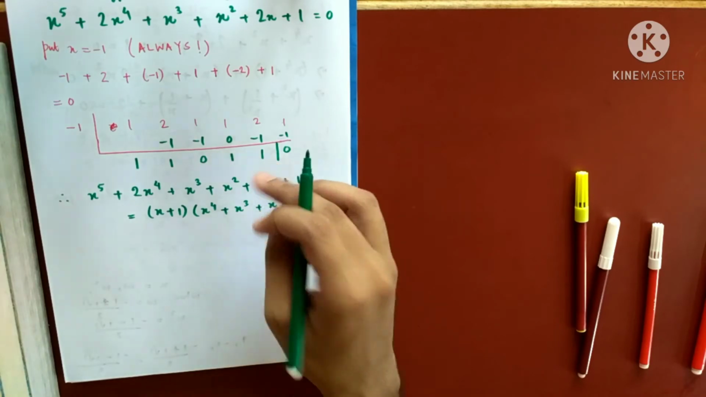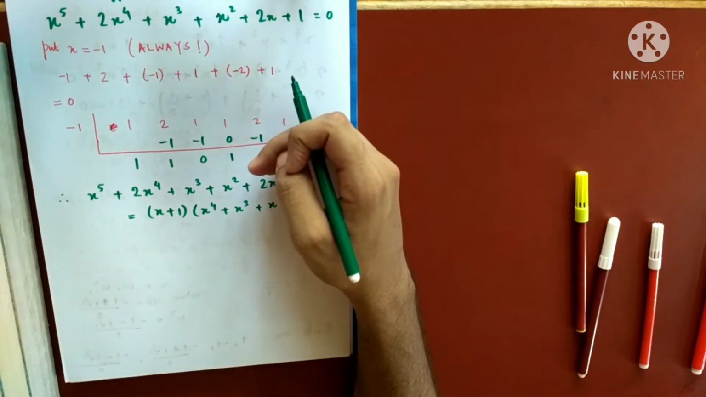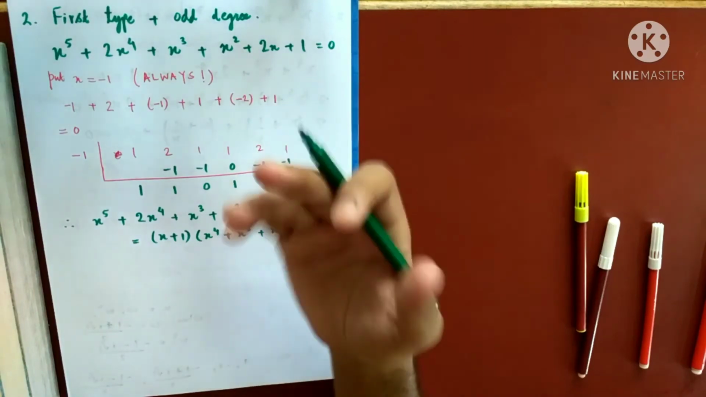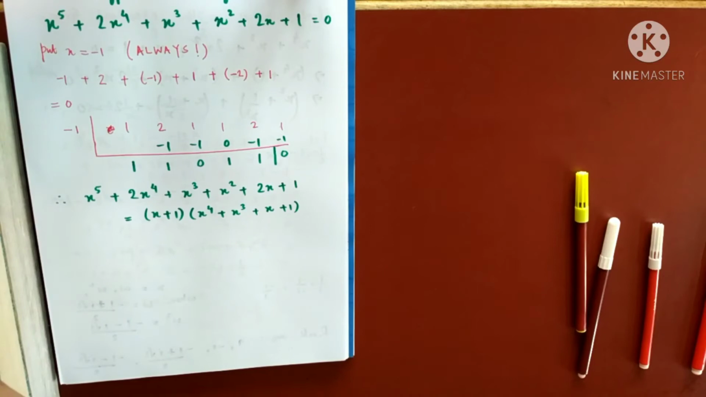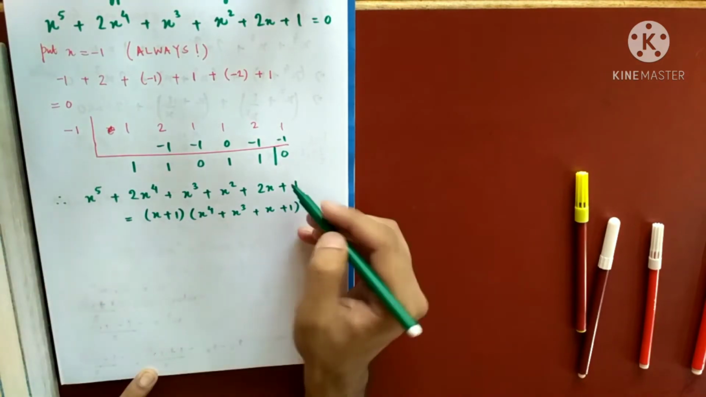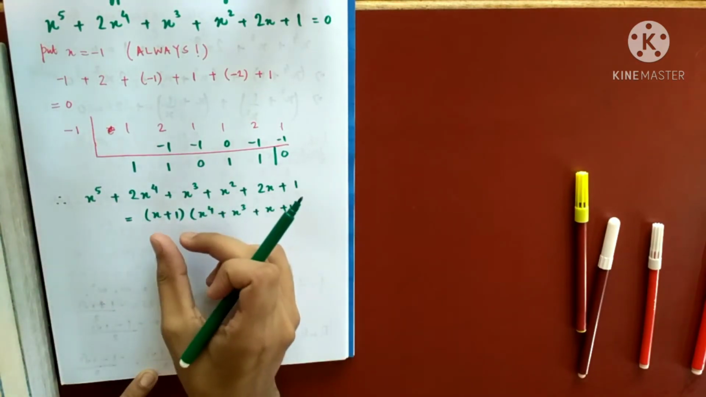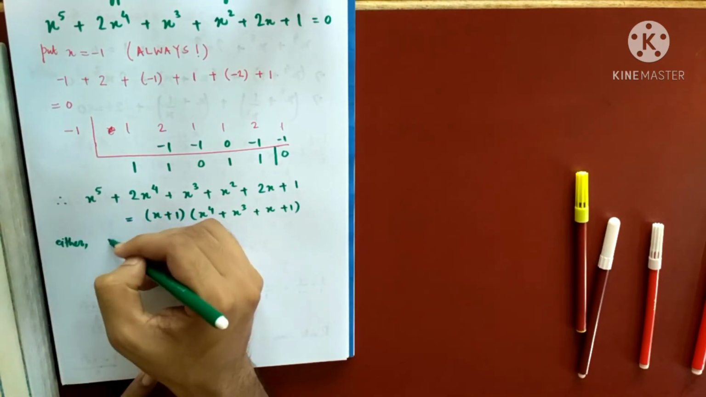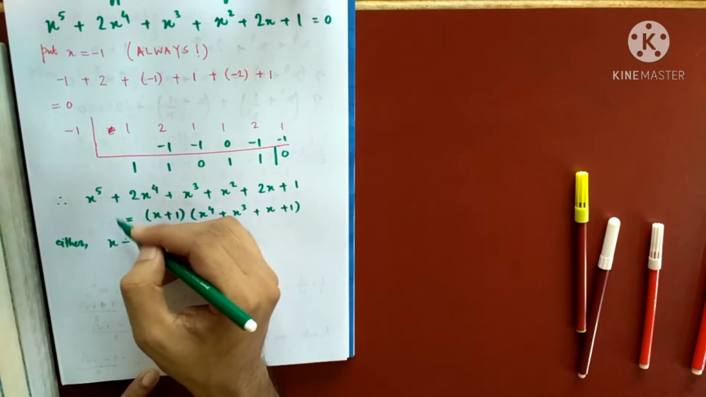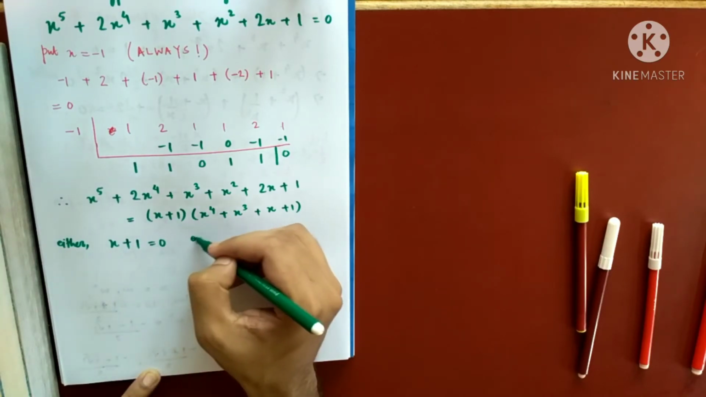If you are not very much convinced with the synthetic division, you can actually use the long division to get the quotient. So my claim is the quotient is this for sure. So to solve this, when I am taking this equals to 0, either I will get this equals to 0 or this equals to 0. Okay, either this equals to 0 or this equals to 0.